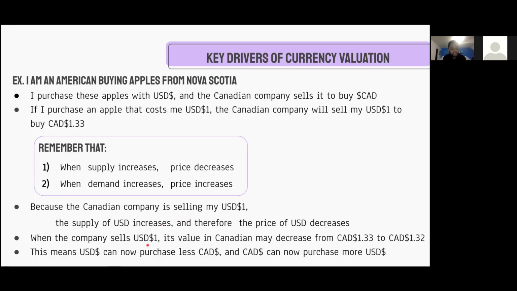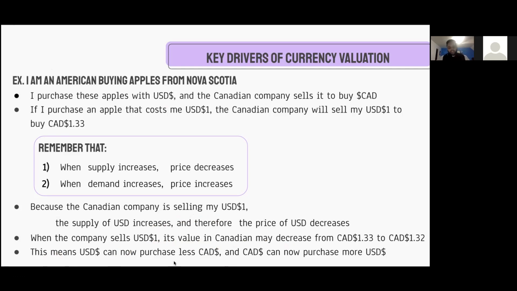Notably, when the Canadian company sells the American dollar, its value in Canadian might actually decrease from $1.33 to $1.32 because of that downward shift in the price. This means the US dollar can now purchase less in Canadian, and the Canadian dollar can now purchase more in American dollars than previously possible.